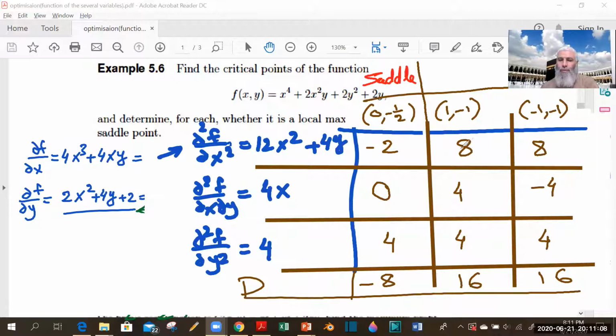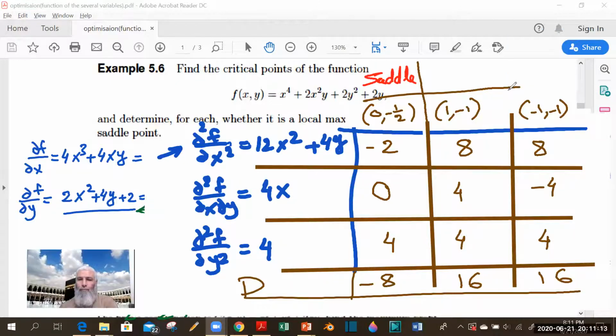So fxx here is 8. So this point is what? It would be a minimum. Yes. And this point? Minimum too, because d²f/dx² is positive, so this is a minimum too. Okay. So that's it. We solved it.